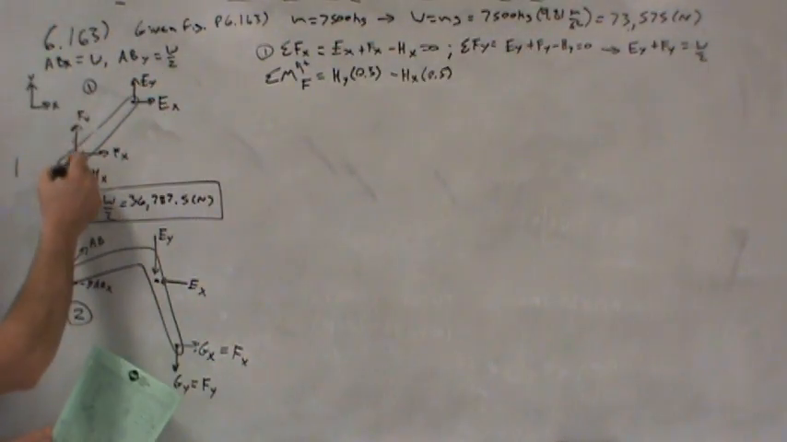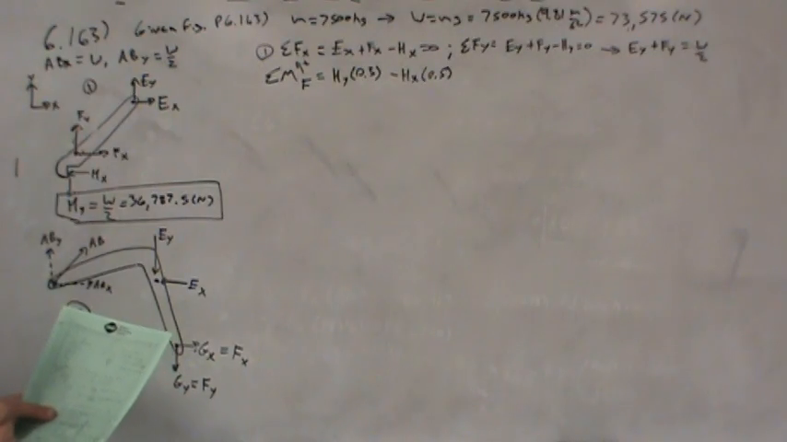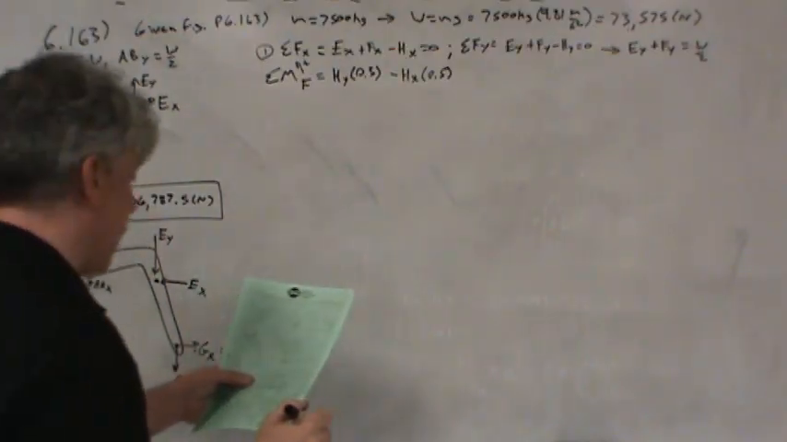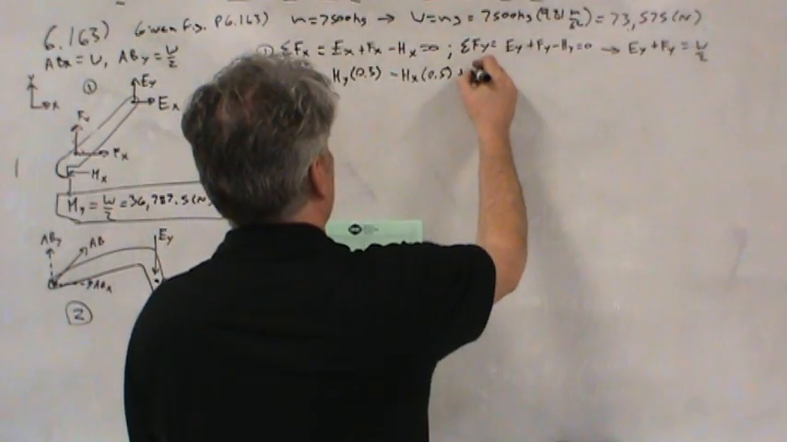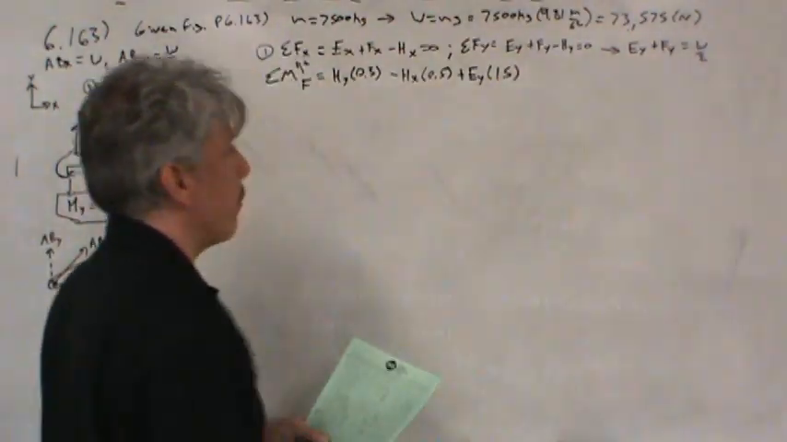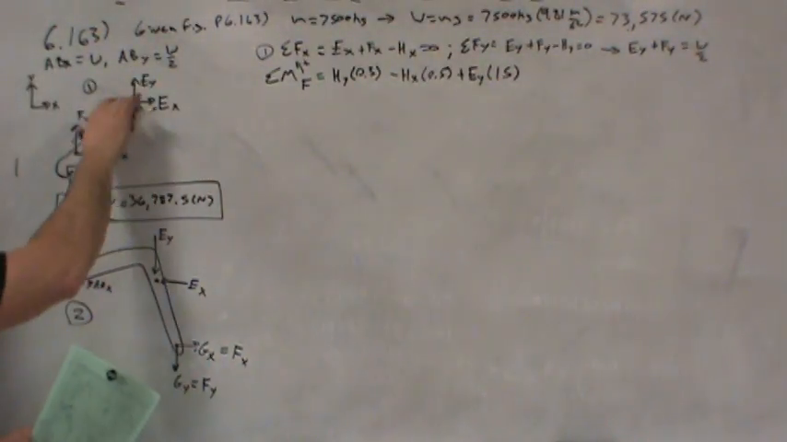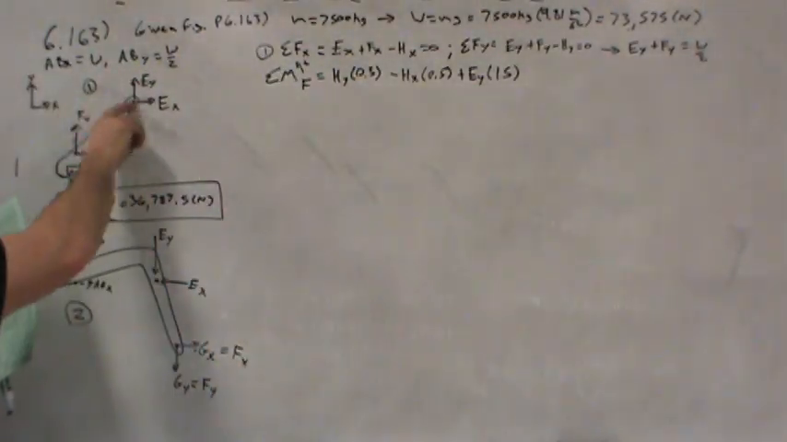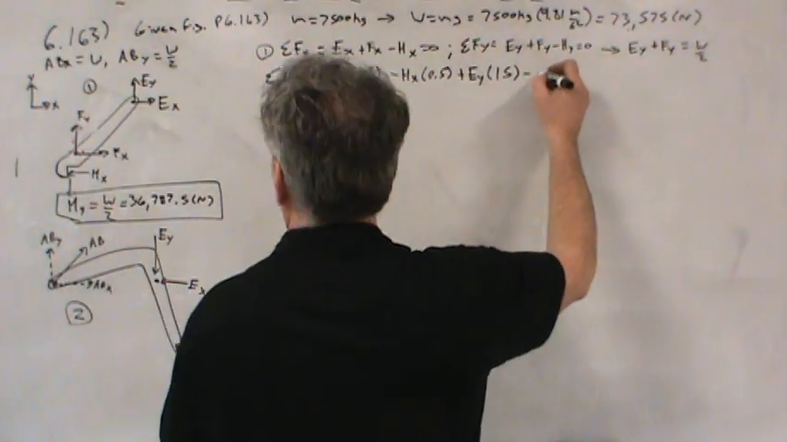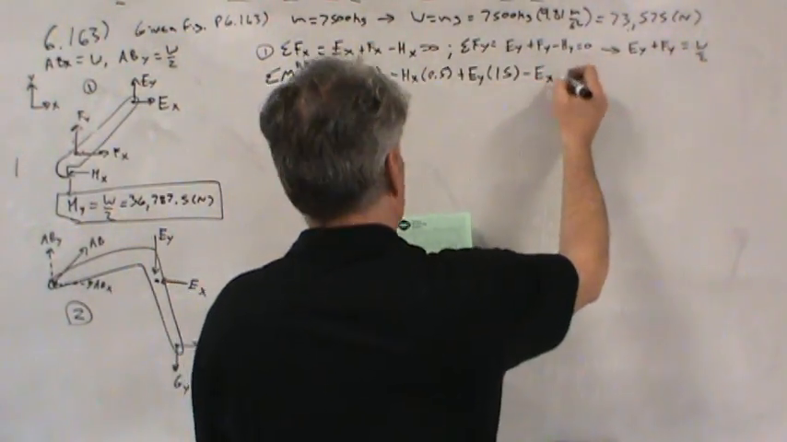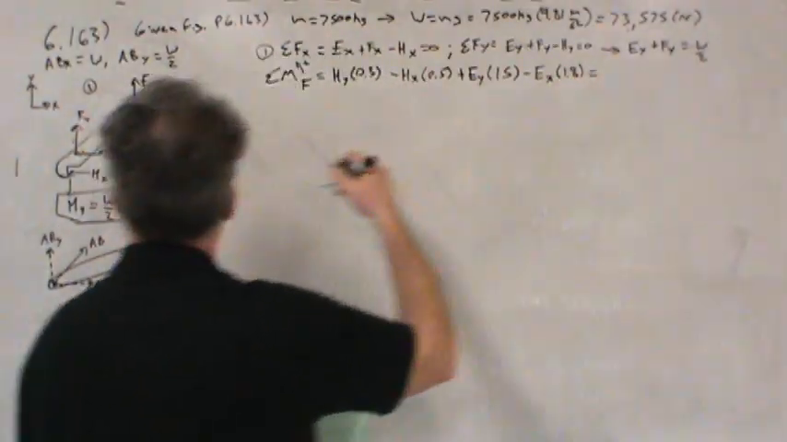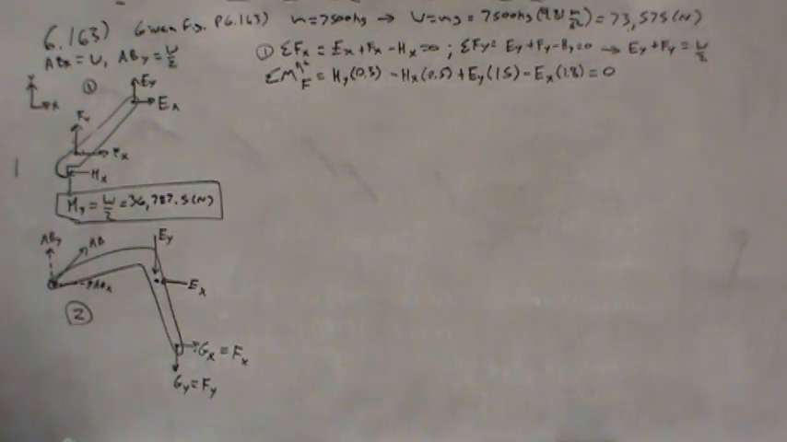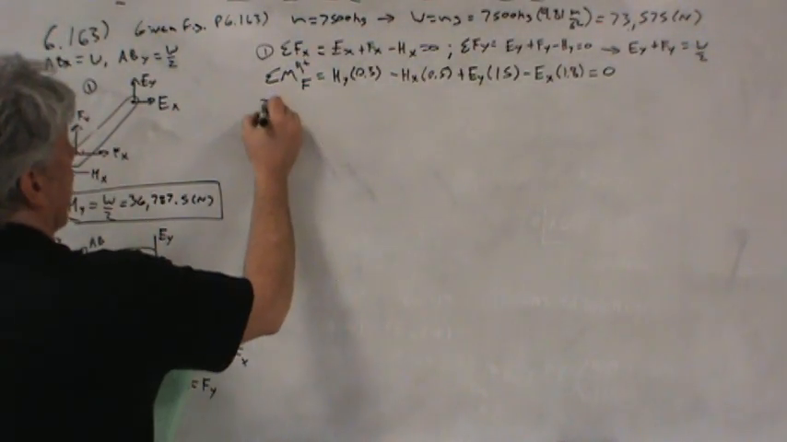But Ey and Ex also cause a moment about F. Ey will cause a positive moment, so I need the horizontal distance between F and E. So plus Ey, that horizontal distance is 1.5 meters. And Ex, I need the vertical distance between F and E. But Ex, notice, causes a negative moment about F. So minus Ex multiplied by 1.8 meters. That's the height difference between E and F. Anyway, that sum comes out to 0. So there's our first moment equation, at least the moment equation for body 1.